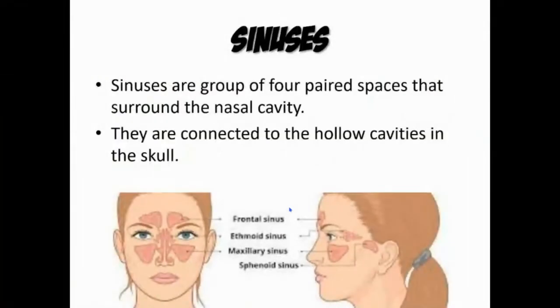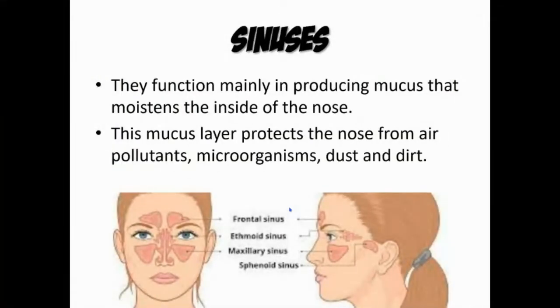So ayan po sila. So next po, they function mainly in producing mucus that moistens the inside of the nose, and then this mucus layer protects the nose from air pollutants, microorganisms, dust, and dirt. No? So, ayan po sila.